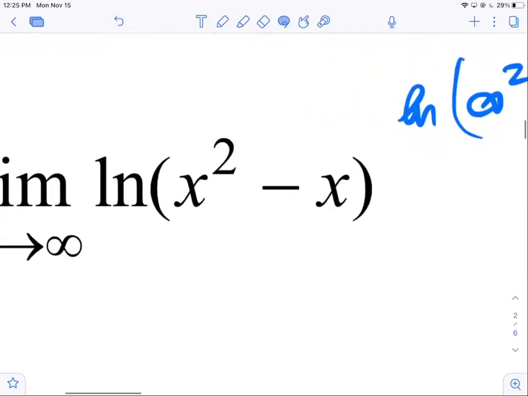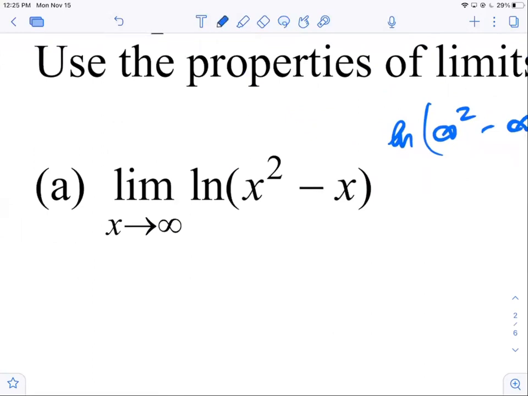Well, remember, if you have multiple terms and you're going to infinity, all you need to do is really look at the leading term, right? Like for polynomials, whether it's a ratio of them or not. So x squared is going to dominate. So what's infinity squared? Infinity. Now, what's the natural log of infinity?